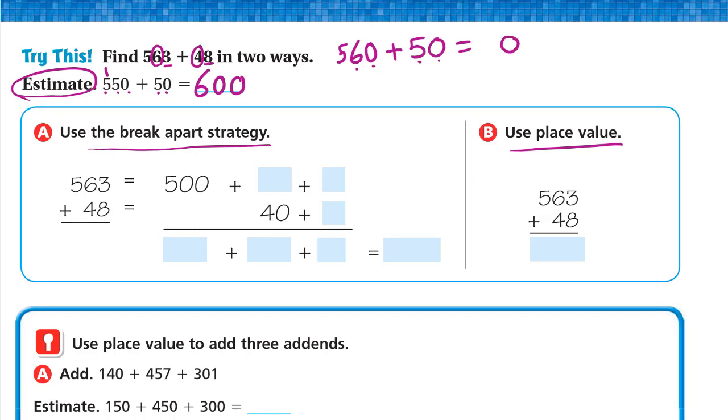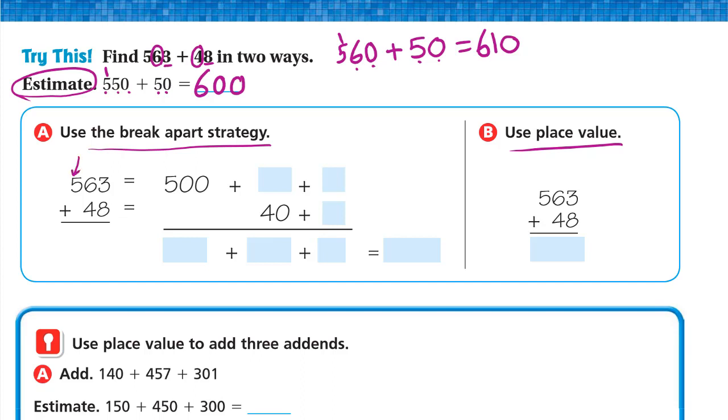5 plus 6, it's 11, so I write 1 and carry up 1. Now 1 plus 5 is 6, so it's 610. So our answer should be close to 600 or 610. Let's use the break apart strategy.